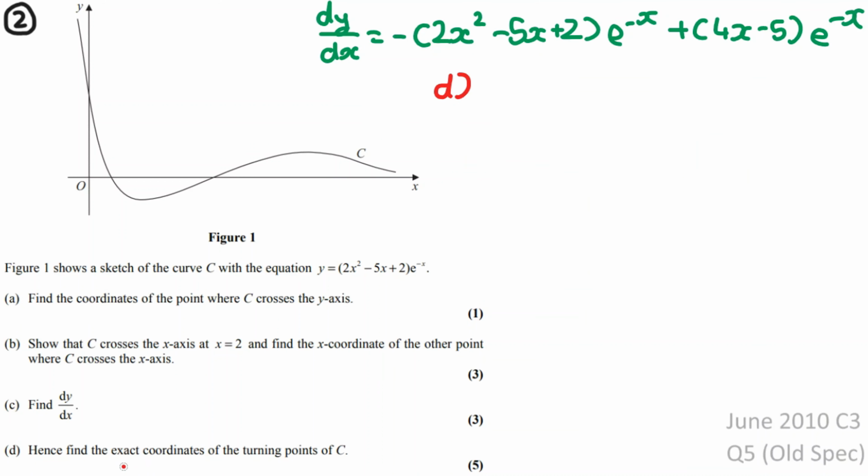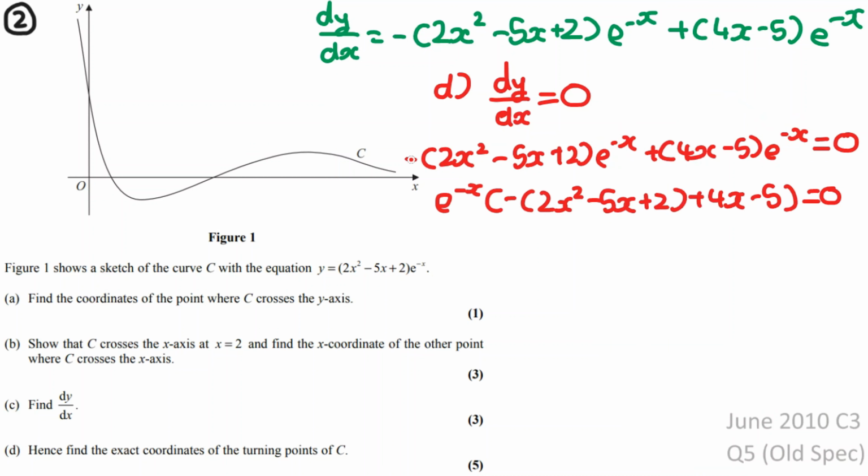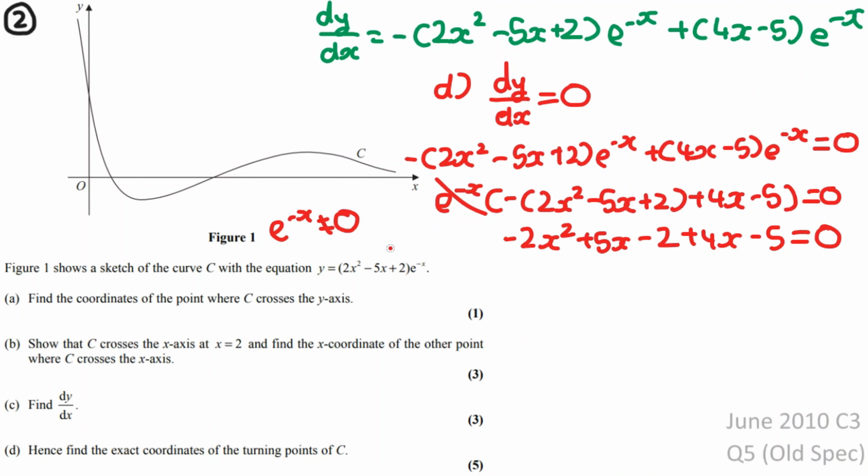Okay, and for part D, we need to find the exact coordinates of the turning points of C. And we talked about this in year 1. Turning points exist when dy over dx is equal to 0. So we found dy over dx in part C. We're going to equate this to 0, and then find the x values for which this equation can be satisfied. We have e to the power of minus x present in both the terms, so we can factorize this out here. And because, like before, e to the power of minus x cannot be equal to 0, we can divide both sides by it and get rid of it, so we're left with this here.